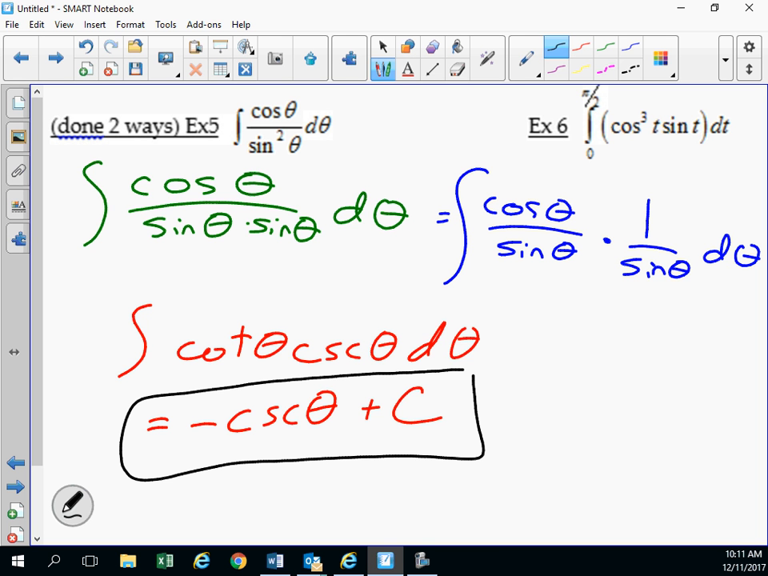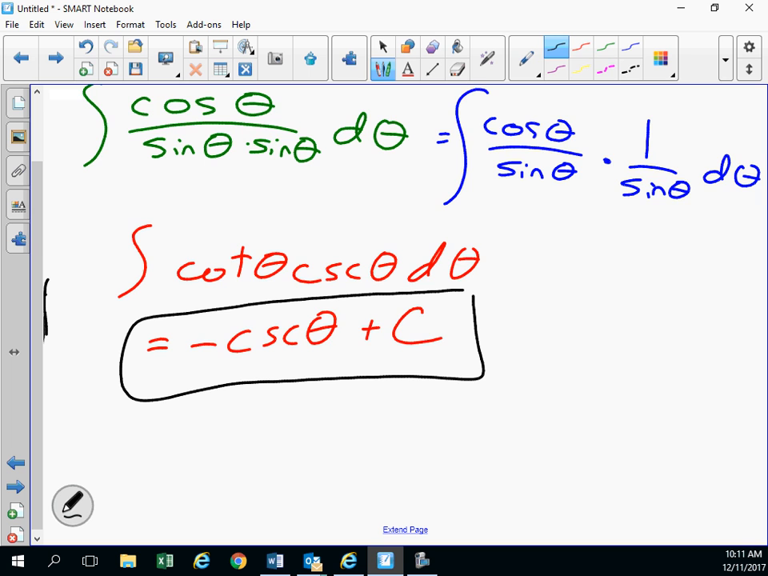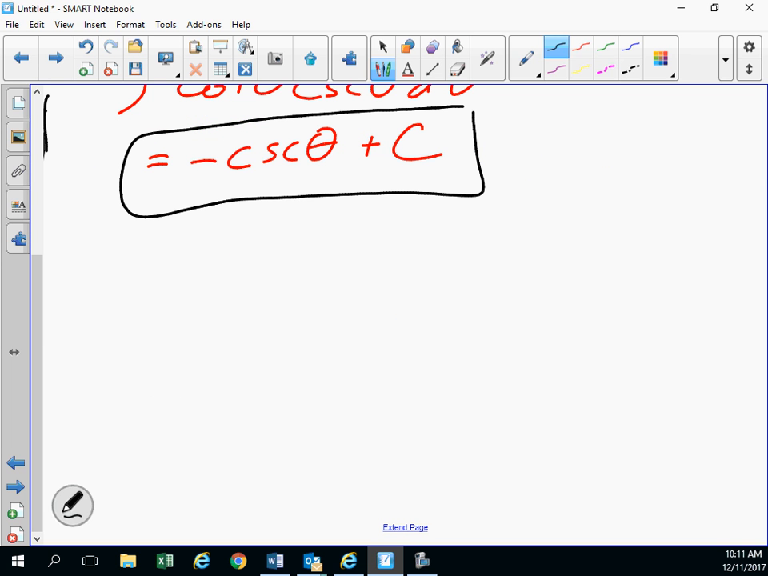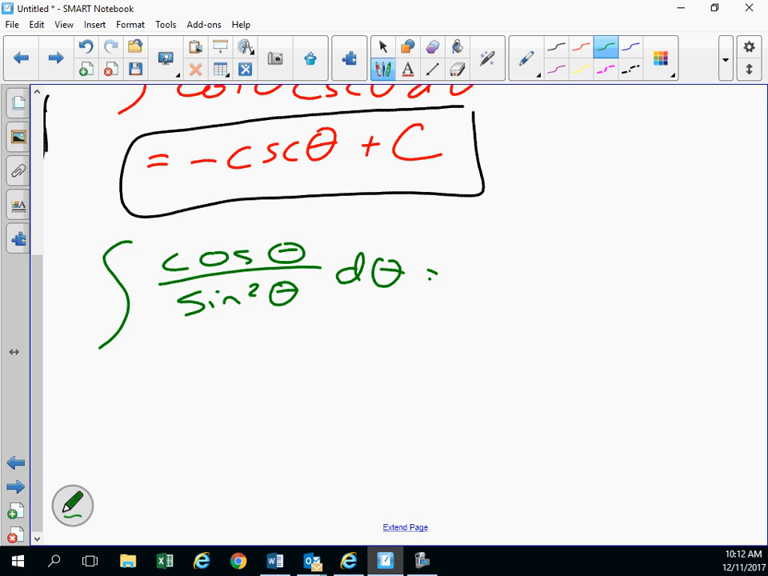Everyone okay with that? But let's say you didn't see that. Let's say you didn't recognize that I could split this up and do it this way. I want you to write down the same problem again. You can do it right below. But in this case, I'm actually going to rewrite sine squared theta again, but I'm not going to write it as sine times sine.